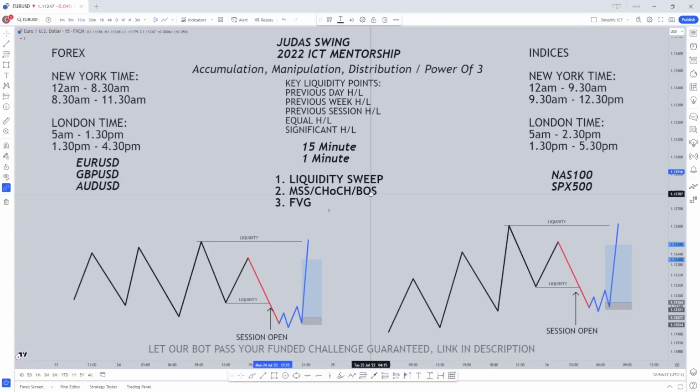Now, for the setup, we're going to be trading the liquidity sweeps, the market structure shift, change of character, break of structure. This is essentially all the same thing. However, they all have one thing in common, which I'm going to share with you in the live market examples. And then we're going to look for the entry at the fair value gap, extreme, consequent encroachment, or the earliest fair value gap. Which one? I'm going to show you that also in the live market examples, okay?